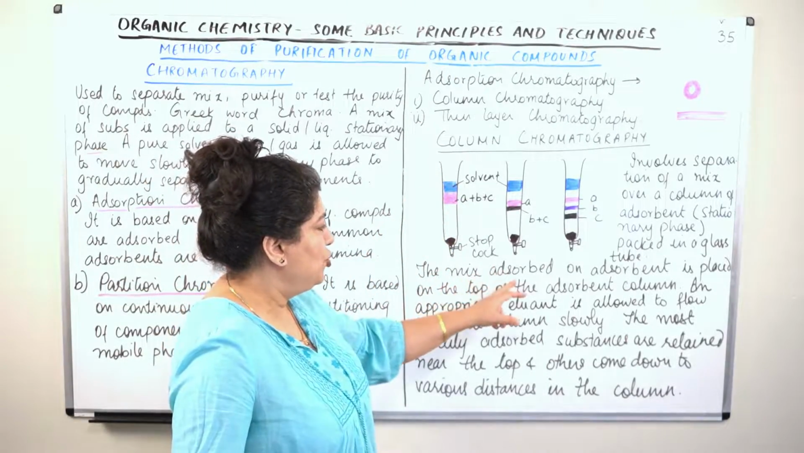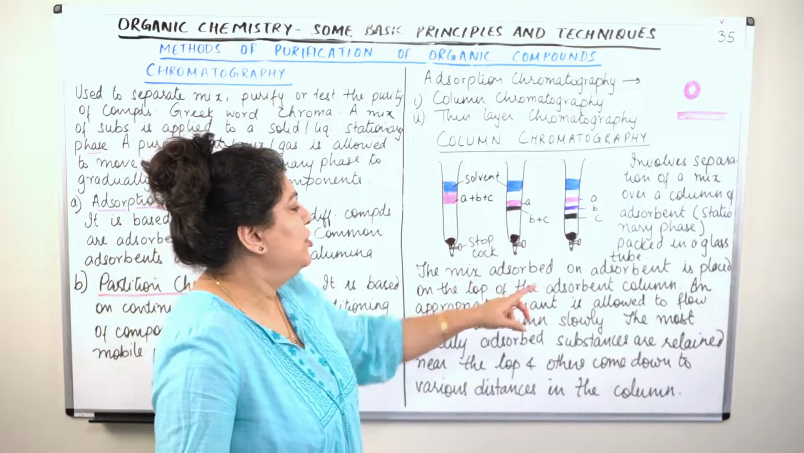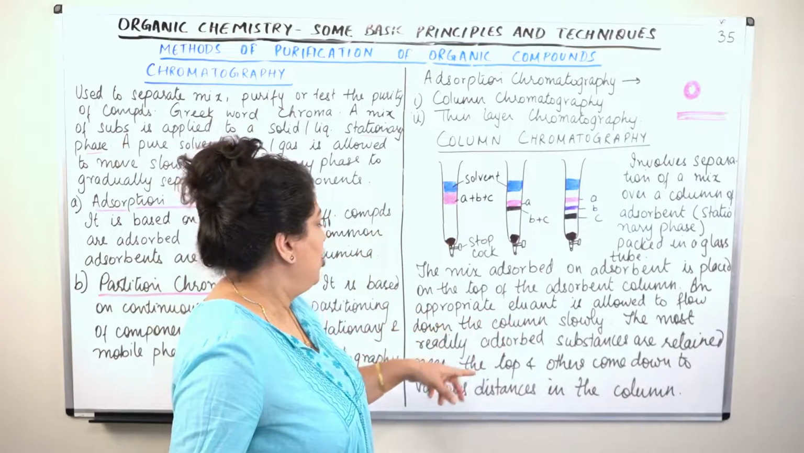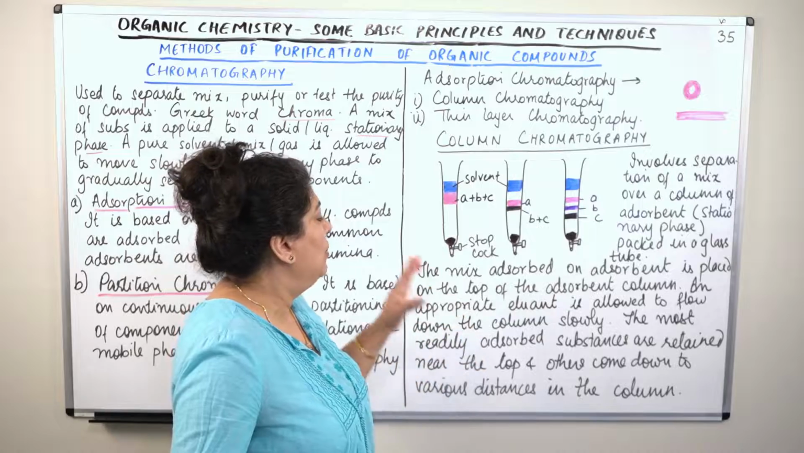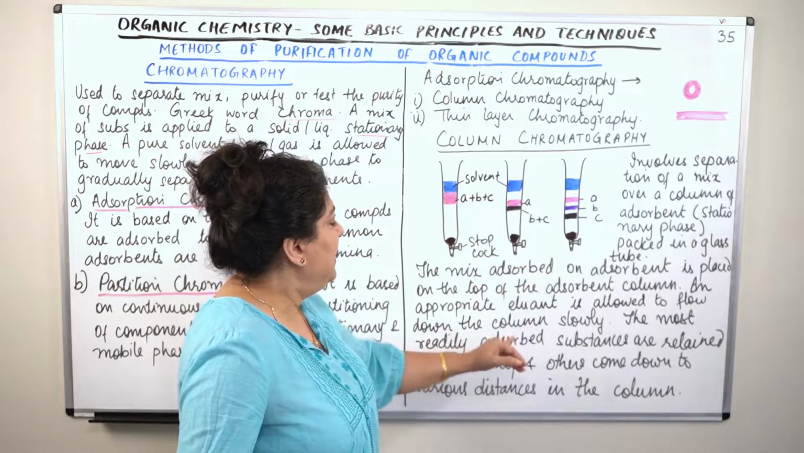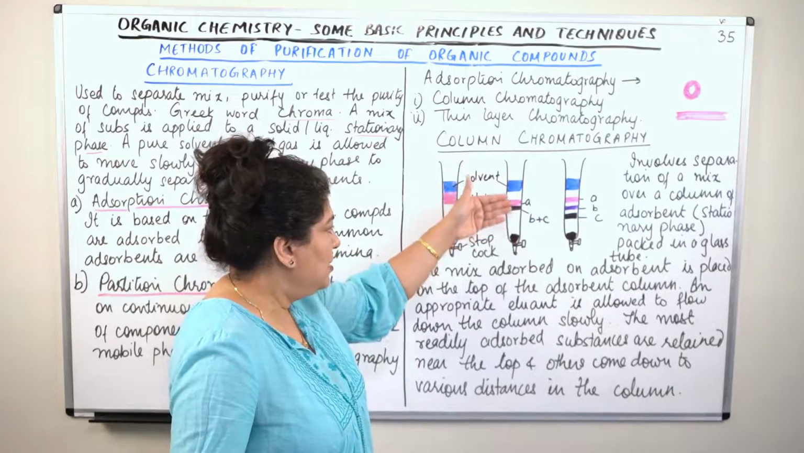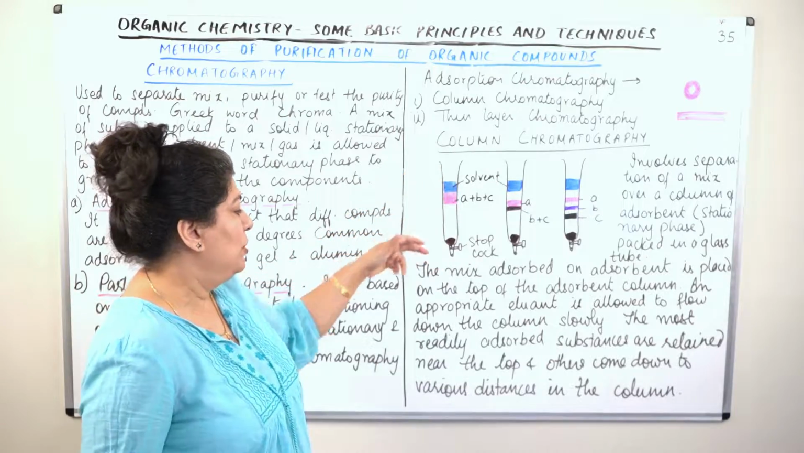The mixture adsorbed on the adsorbent is placed on the top of the adsorbent column. This mixture is placed on the top of the adsorbent, and an appropriate eluent is allowed to flow down the column slowly. The most readily adsorbed substances are retained near the top, and the others, they will come down. So you will use a solvent. The solvent will take it down.